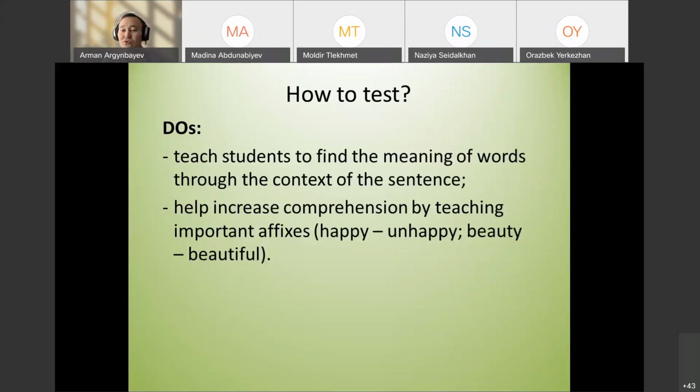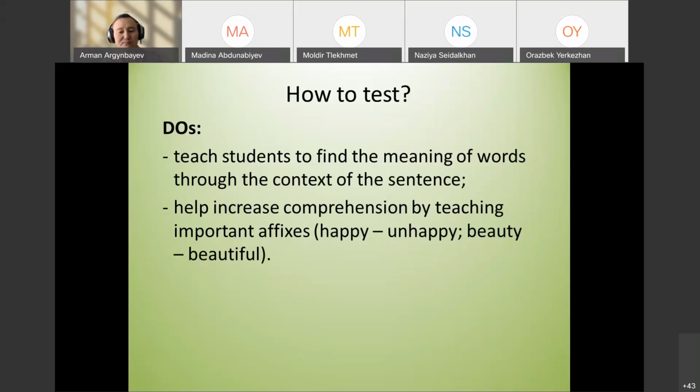Do's. Teach students to find the meaning of words through the context of a sentence. We have a lot of exercises like this, when we read the text and the text is divided into parts, with numbers like 5, 10, 15, 20, 25. Why are they put there? So that we can quickly find a line. And then the question is like, what does summarize in line 25 mean? Students must look at the context, and using the context, they must guess the meaning of the word. So you should practice it a lot.